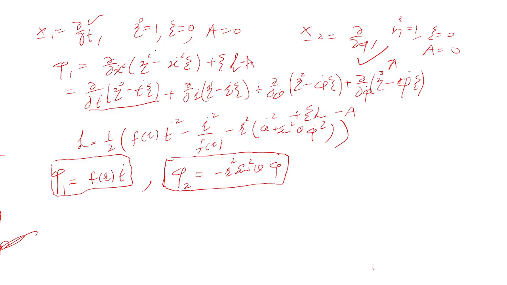And you see this is called energy conservation, and this is angular momentum. So these are two conservation laws corresponding to these two generators, which are the Noether symmetry generators of this Lagrangian.